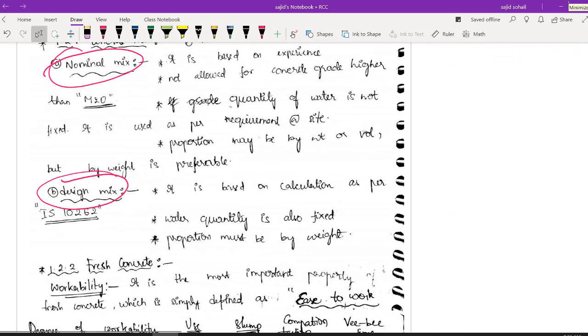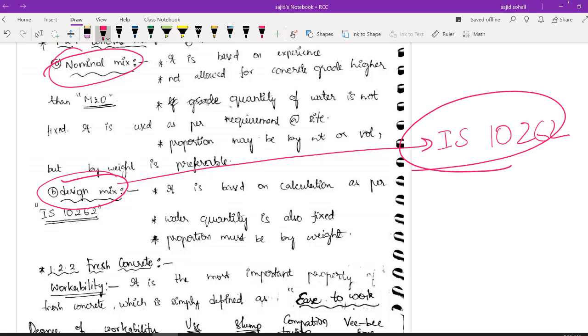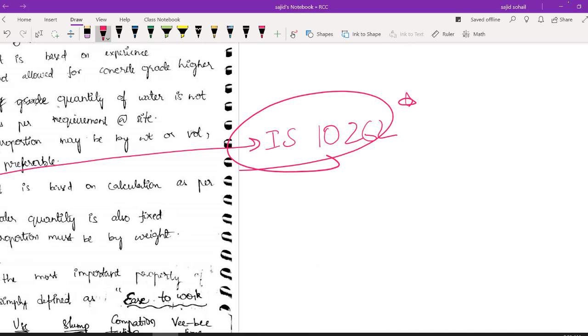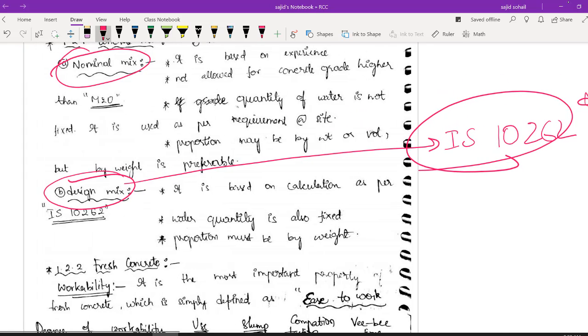So now coming back to this design mix, what is the code book which we follow? IS 10262. Everyone, please make a note, give it a 10 star. Very frequently asked, even in interviews. It happens to many people.